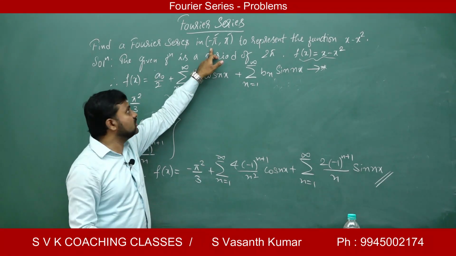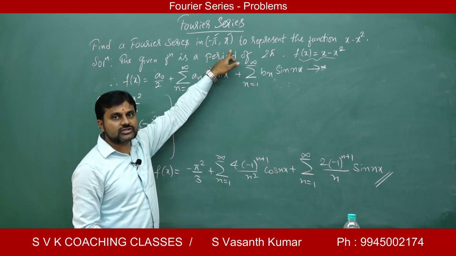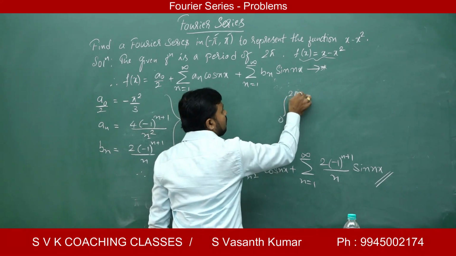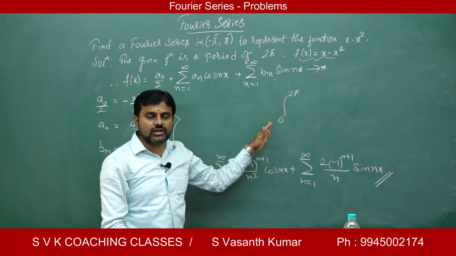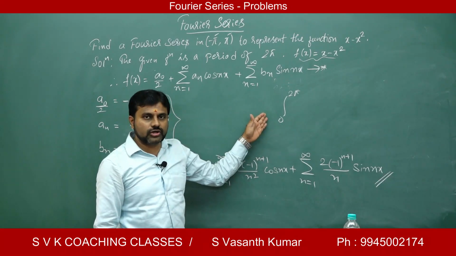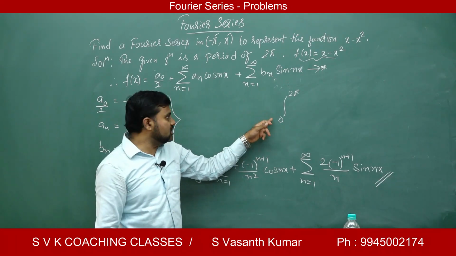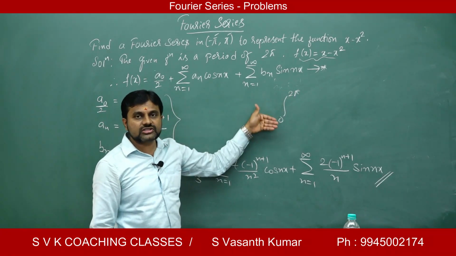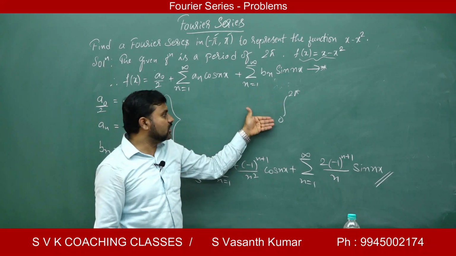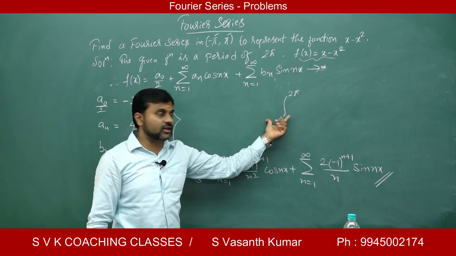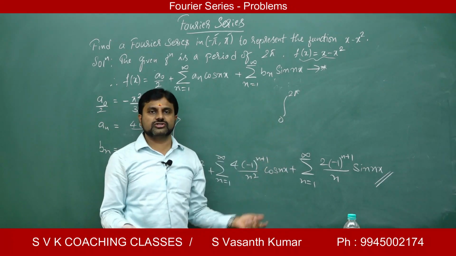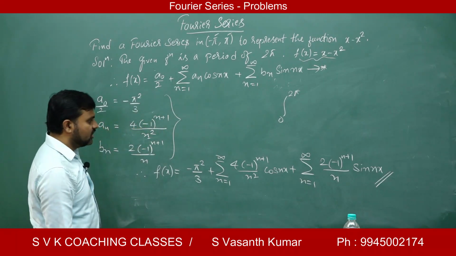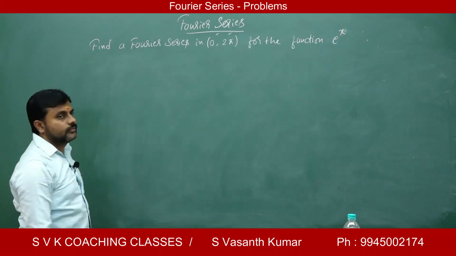This interval can be asked in another way, called 0 to 2 pi. In case they ask 0 to 2 pi, change the integral as 0 to 2 pi, that's all. You should make only this change. While finding the Fourier coefficients a naught, an, bn, change the integral limits to 0 to 2 pi. If they give the interval 0 to 2 pi instead of minus pi to pi, change the integral limits to 0 to 2 pi, nothing else. Don't get confused over that. The problem is very simple.